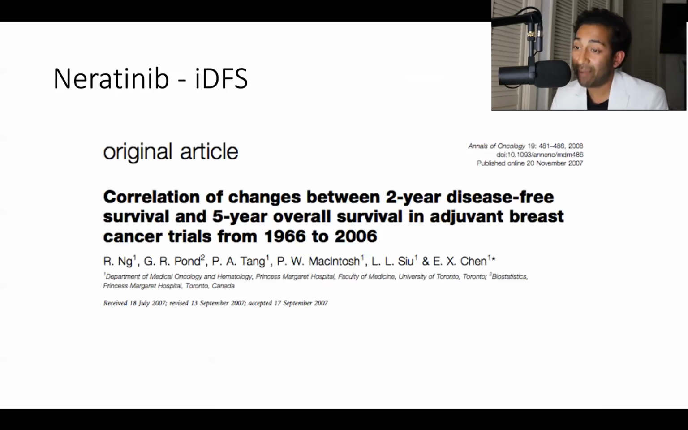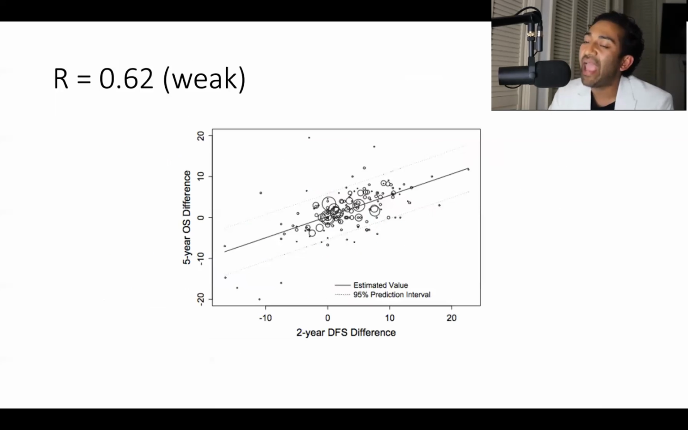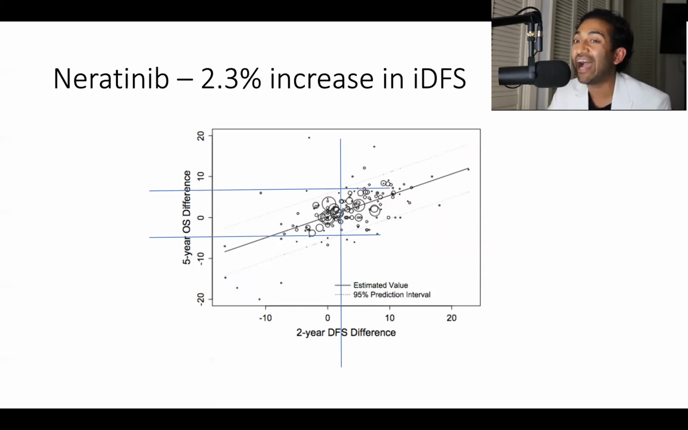So Neratinib, IDFS. Of course, it was approved based on that sliver of IDFS. I told you I could fit the laser pointer between those curves. And what would that IDFS translate into? Of course, we don't have an IDFS plot. This is a DFS plot, but it's the same surrogate validation study. I show you where Neratinib falls. It falls right there, a 2.3% increase in IDFS at 2 years.